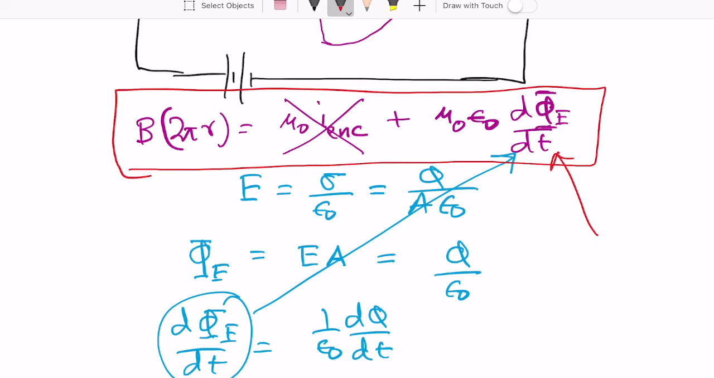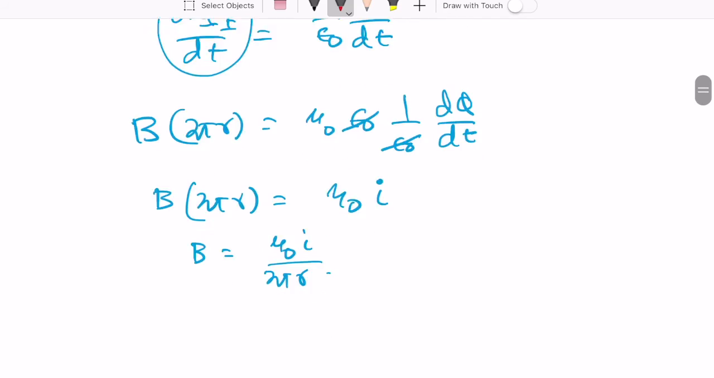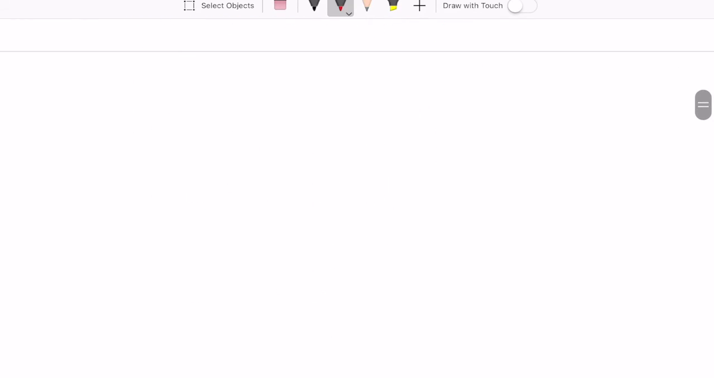Recall that earlier in this chapter, we saw the amazing fact that a fluctuating magnetic field can create an electric field. And now we are seeing that a fluctuating electric field can create a magnetic field. So d phi E dt measures the rate of change of the electric flux. And on the left side, you've got a magnetic field. So this equation is telling us that a fluctuating electric field can produce a magnetic field, right? So this is the amazing symmetry of nature. A fluctuating magnetic field can produce an electric field, and a fluctuating electric field can produce a magnetic field, right?